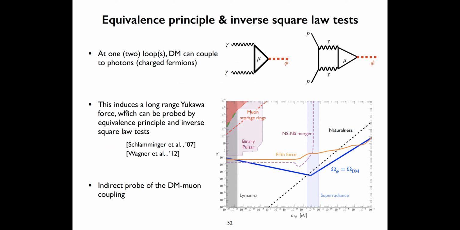Okay. Another set of probes comes from the equivalence principle. The basic idea here is that if you couple to the muon, you're eventually going to couple to photons and electrons and protons and matter in general. This will induce a long-range Yukawa force. It will be composition dependent, so it will depend on the particular attractor that you're looking at, and so there can be equivalence principle tests. That's shown by the orange line here, and it probes both the low mass region as well as the high mass region of parameter space.